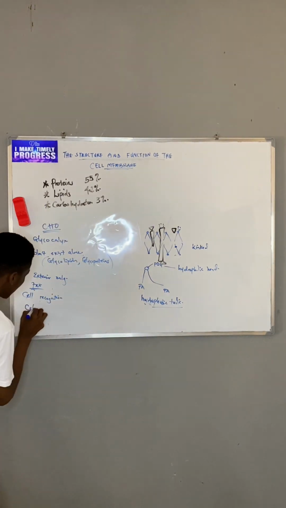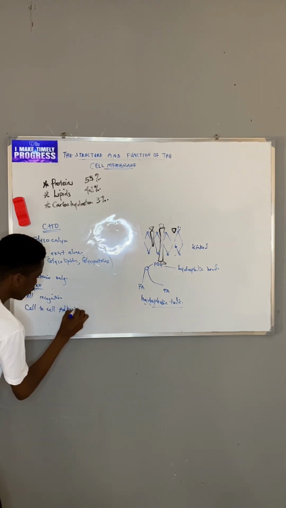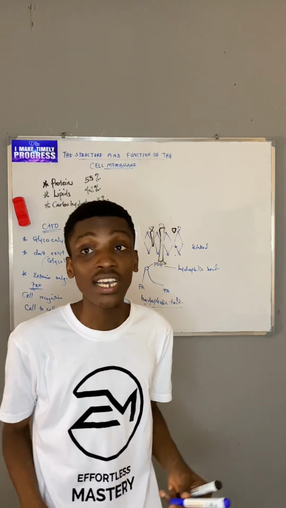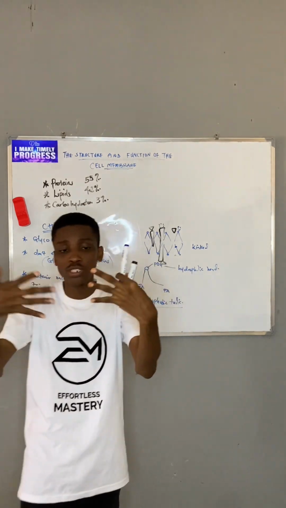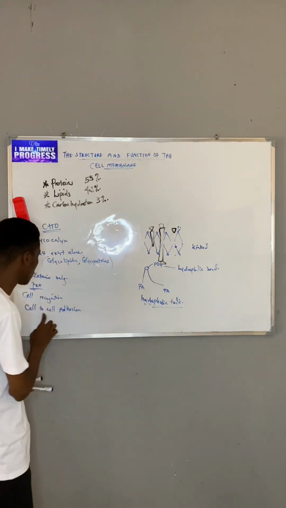Another function is cell-to-cell adhesion. We know cohesive force and adhesive force from physics. Adhesion is when things are not similar and join. So here a cell and another cell are joining together. There's a force of attraction, and it's called cell-to-cell adhesion.